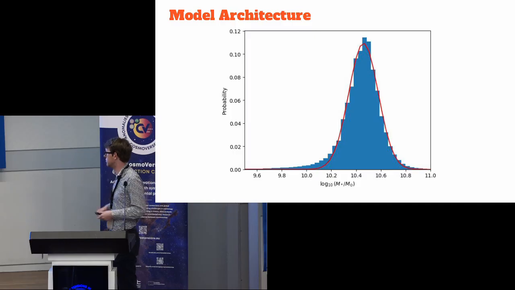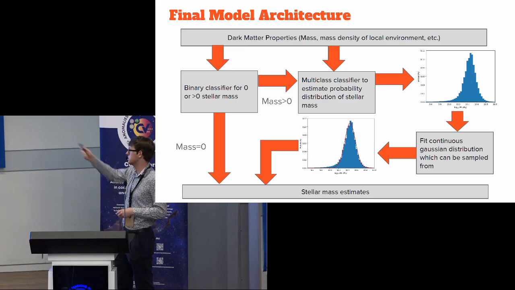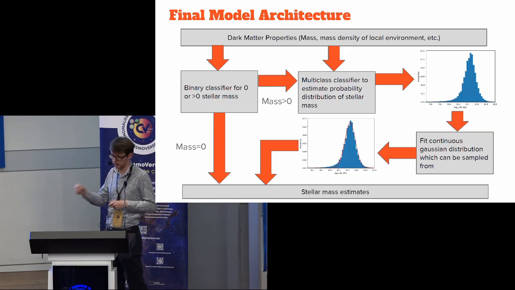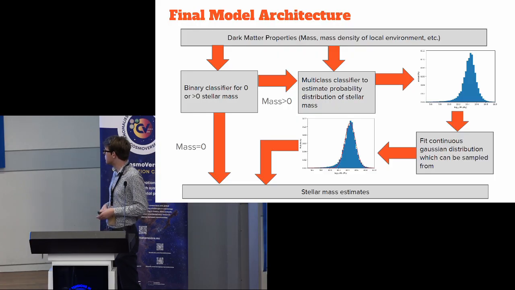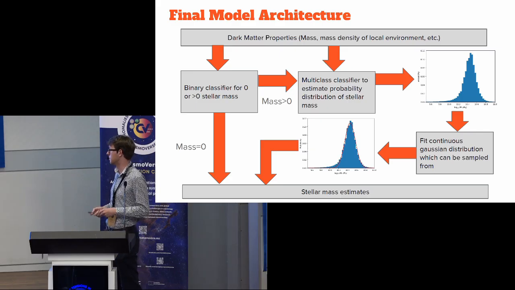So that continuous distribution will then give us an estimate for the stellar mass. And so then this gives us our overall model architecture. First, we estimate whether the subhalo has any stellar mass. If we believe that it will have stellar mass, we can then estimate the probability distribution of the stellar mass using that classifier, fit a continuous distribution to that discrete distribution, sample from the continuous distribution, and that gives our estimate for the stellar mass.